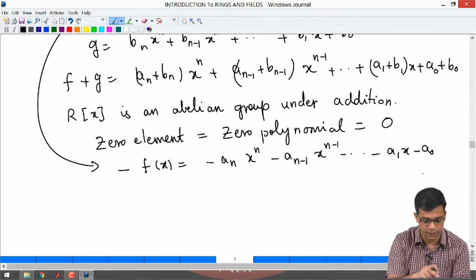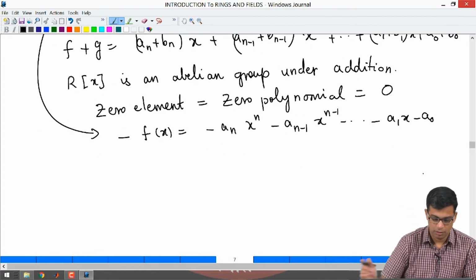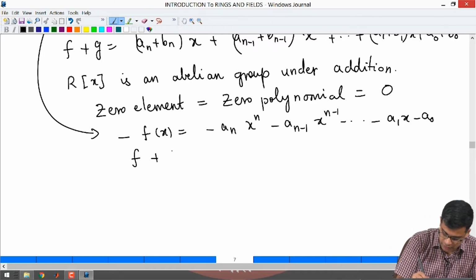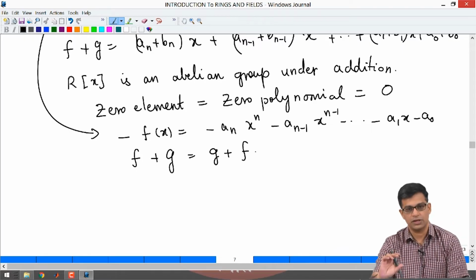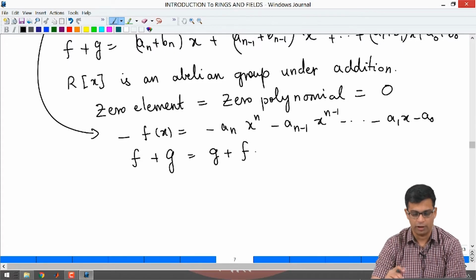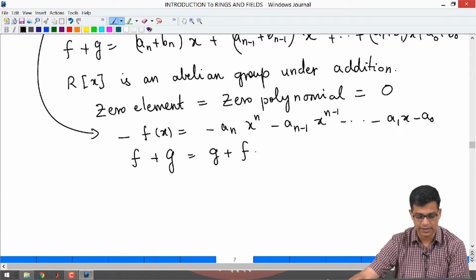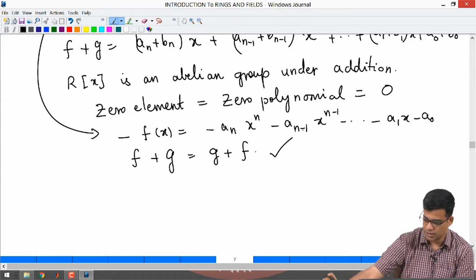So, we are trying to give a ring structure to R[x], we have defined an addition, and under that we see that it is an abelian group. It is an abelian group, right, because f plus g is g plus f. That is because the addition of elements of R is commutative, and adding polynomials is just like adding elements of R. So, this is okay. So, it is an abelian group.